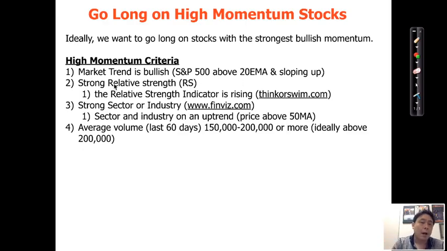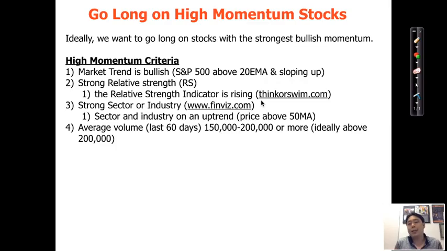Number two, I look for the stock having a strong relative strength. Now, relative strength means how strong is the stock relative to the other stocks in the S&P 500. So I want to make sure that the stock that I buy, which I'm going long on, is stronger than all the other stocks on the S&P 500. So I use a relative strength indicator to determine this. Okay, and this indicator can be found on charting software like Think or Swim. And I'm going to show you how it works in a short while.